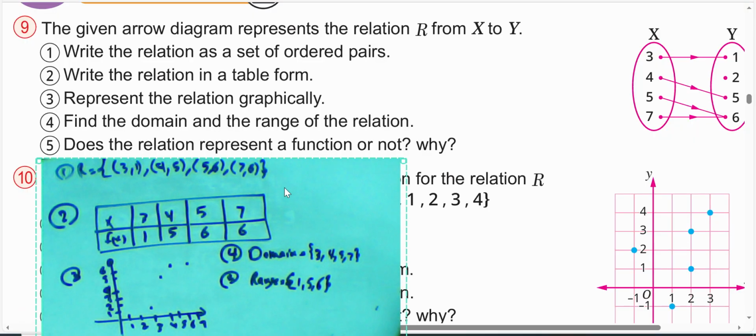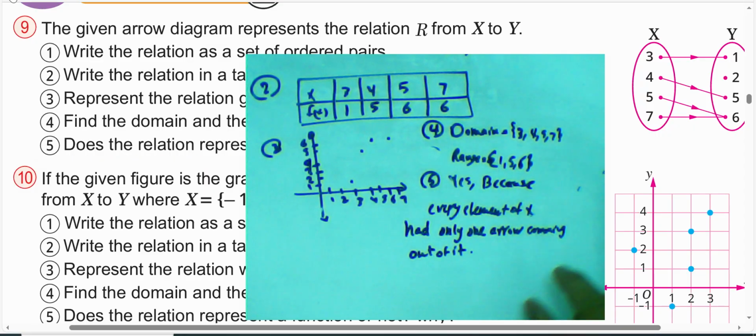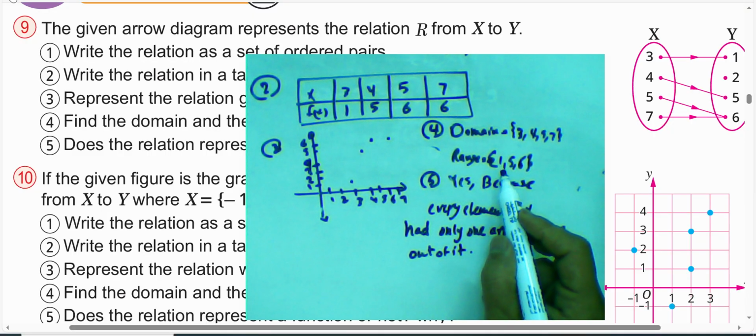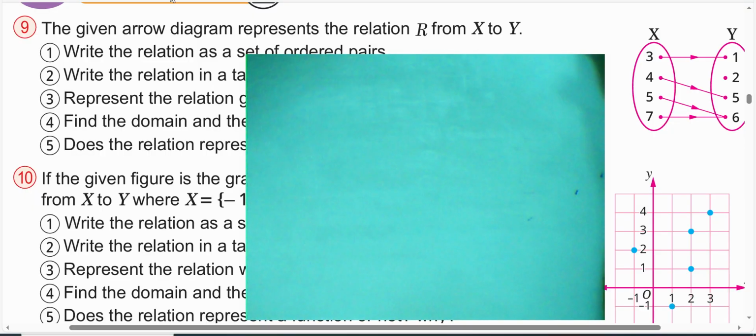Number 5. We have 1, 2, 3. Number 4 was domain and range. Number 5, he asks whether the relation represents a function or not. The relation here is a function because each element in x has only one image in y. Yes, you can write yes because every element of x has only one arrow coming out of it. And then we can find the range. It will be 1, 5, and 6. Okay. Next question.